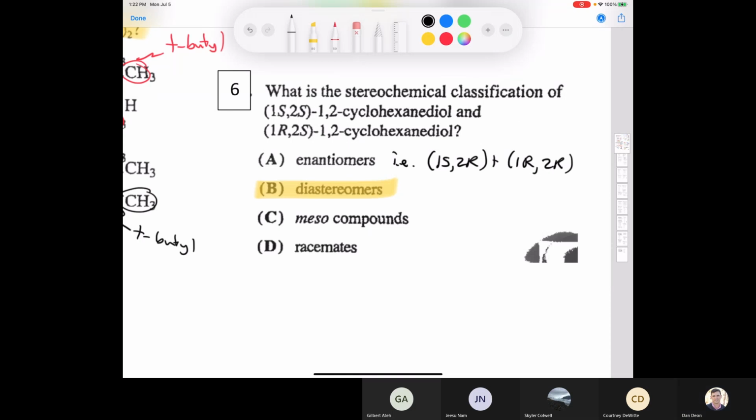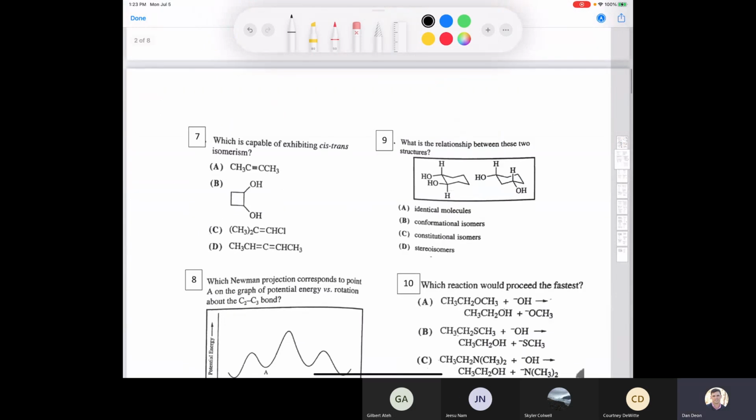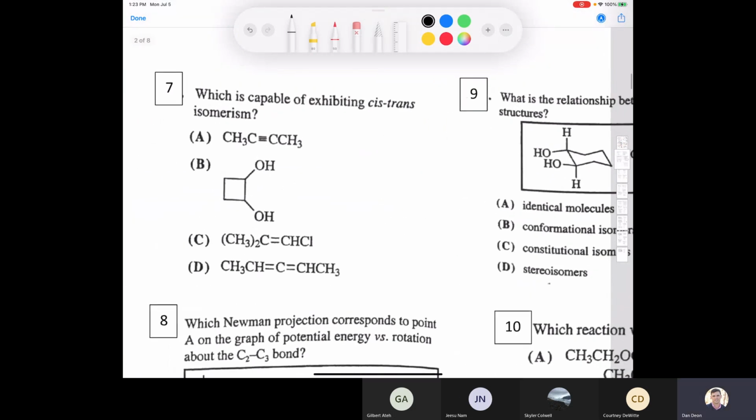All right, here we go. Let's move on from there. On to question 7. It says, which of the following is capable of exhibiting cis-trans isomerism? So we've got 4 compounds here. A is an alkyne, and the molecular geometry at the sp hybridized carbons is 180 degrees. Right? This one is also 180 degree bond angle. And so there's no cis-trans isomerism here.